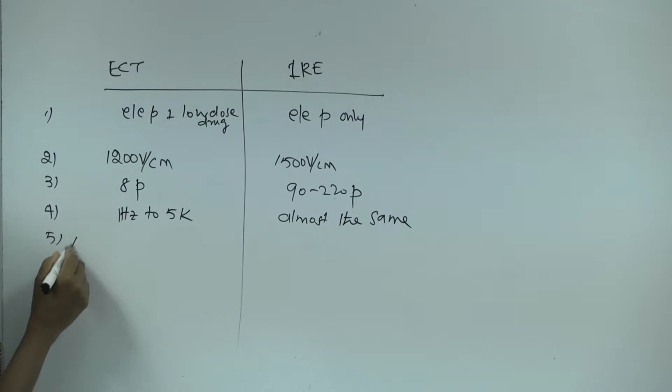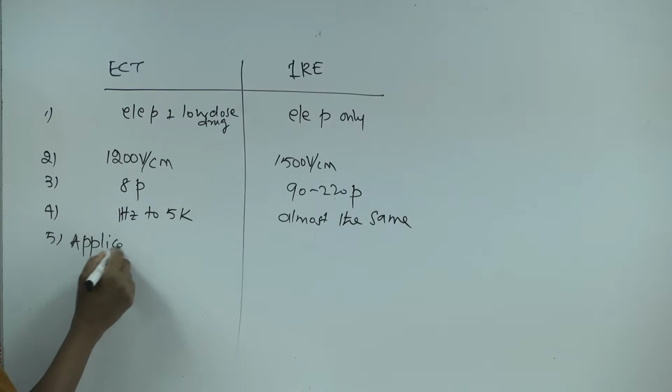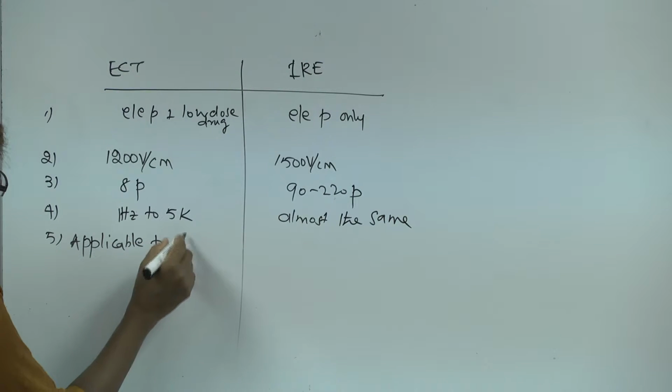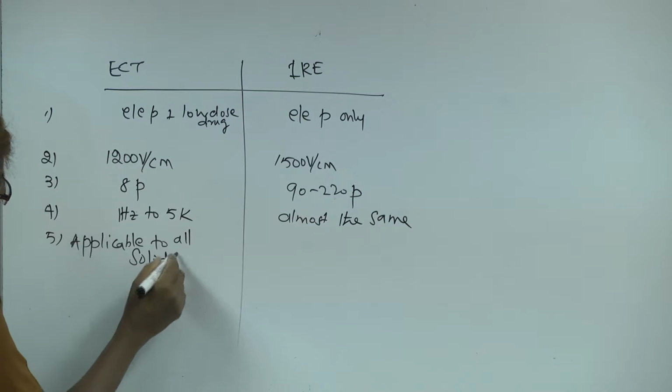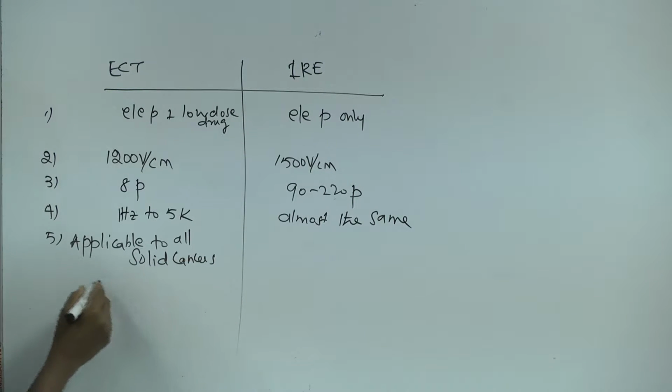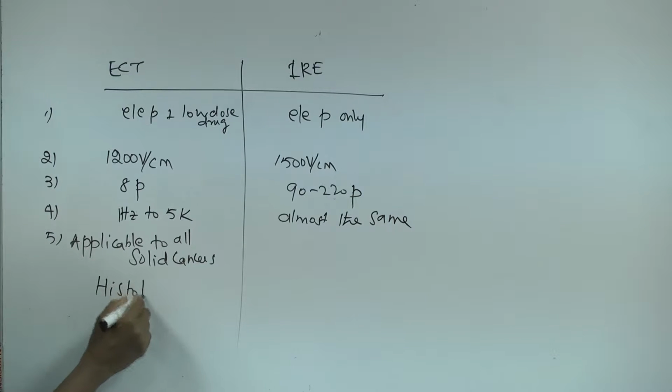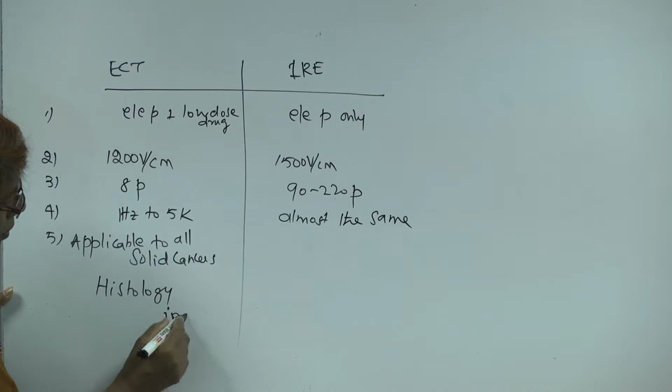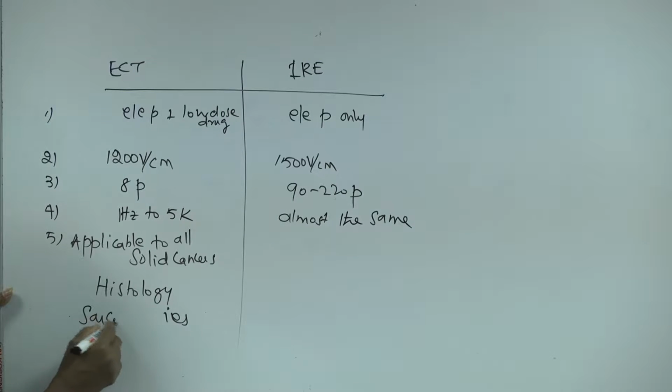Application. Applicable to all solid cancers. It is called histology. Histology is the word the pathologists use. Histology means the nature, whether it is carcinoma, adenocarcinoma, melanoma, sarcoma. So, all types of histologies. Histologies is the plural. Sarcoma means tissue, bone; if it comes in the thigh, it is a sarcoma. Breast cancer is a carcinoma.